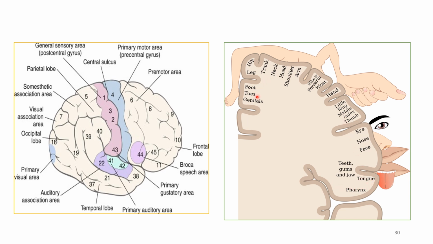So this largest one is the most, that means it is required for fine movements. So more area will be given to fine movements.